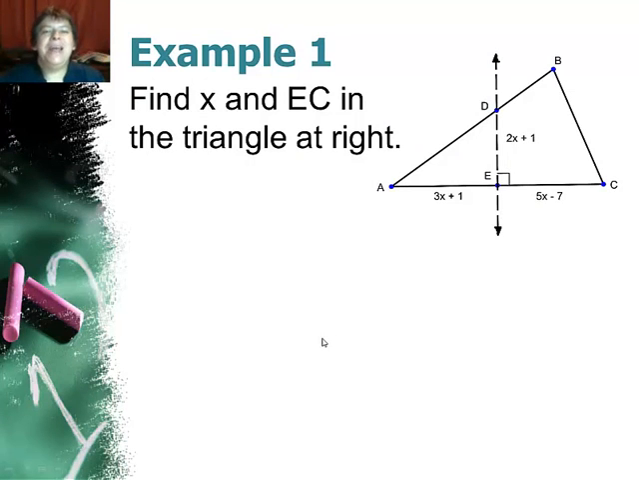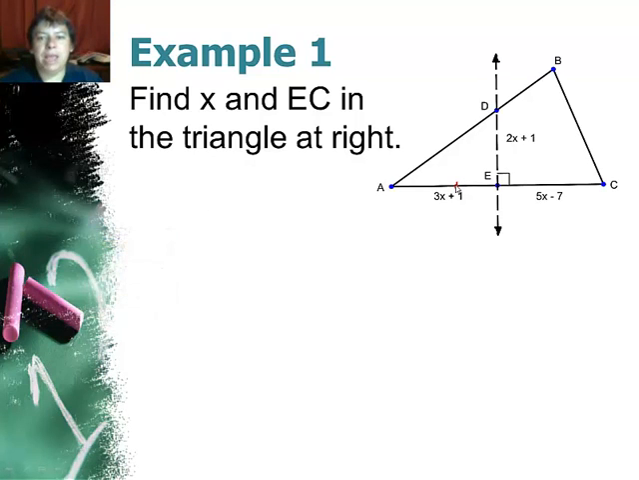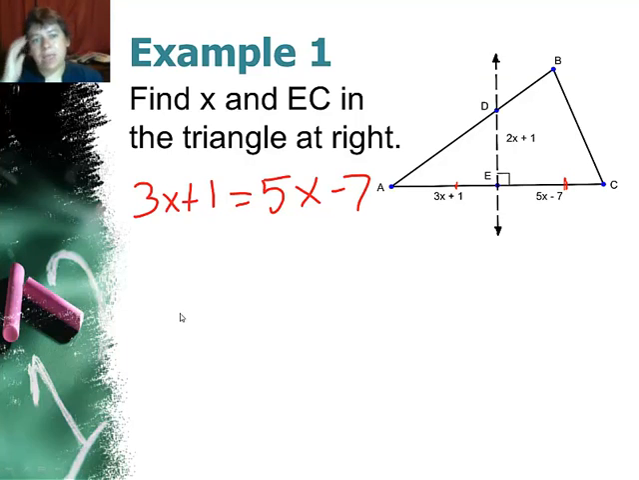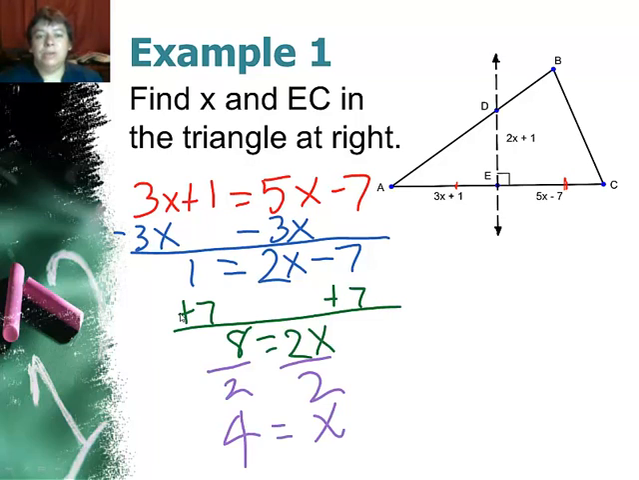Okay, now let's go ahead and take a look at example 1. Find X and EC in the triangle at right. So this is a perpendicular bisector of the segment AC. What that means is that the two segments are congruent. This segment AE and this segment EC are the same length. So I'm going to set both those values equal to each other. Then I can solve for X by subtracting 3X from both sides, then add 7 to both sides, and I get 8 equals 2X, or X is 4. So I found X, that's part of my answer.